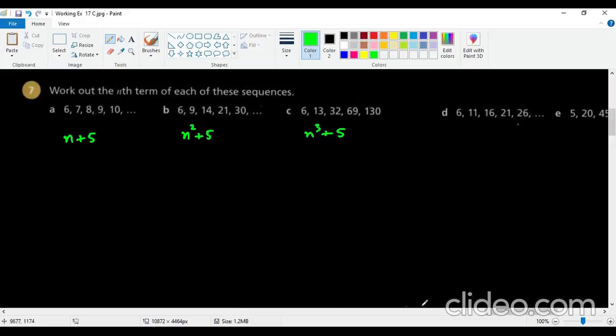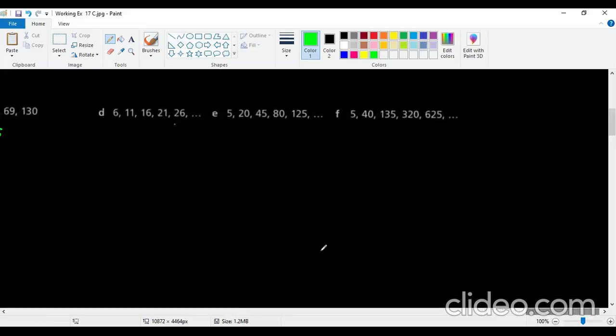Moving on to question number D. In here, the difference between them is 5n, plus 1 to make it a 6. So this is going to be the term rule. The second one is a square one. So in here, n square multiplied by 5 makes the term rule. For f, it is a cubic. So n cube is multiplied by 5 to make the term rule.